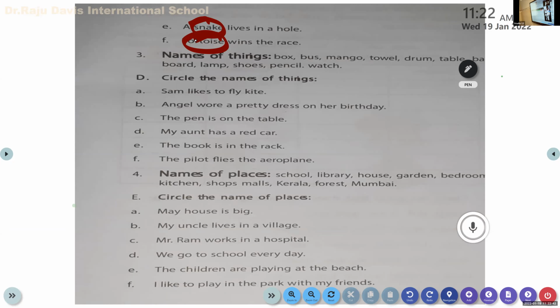Come on, read the first question. And tell me, you have to identify the name. Yes. Sam. Kite. Kites. Okay, come on. Identify the name of the thing there. Kite. Very good. Yes. So that is how you identify it. Nainia, come on. Do the next question.